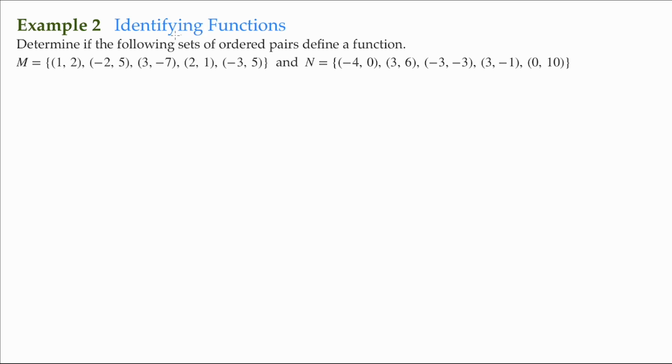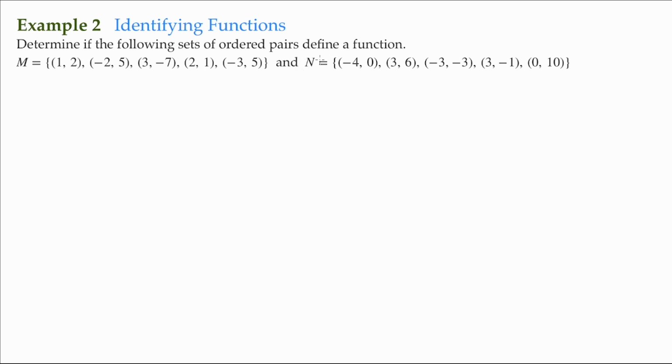So in this example, we're going to be identifying functions. It says here, determine if the following sets of ordered pairs define a function. So here we have this set M, and it's equal to this set of ordered pairs. And let's suppose that this set of ordered pairs are the input and output values that represent a function.